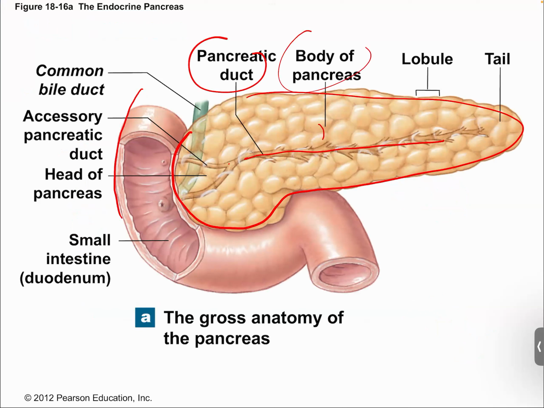So most of these cells are going to be dumping enzymes and buffers into the pancreatic duct. That's the acinar cell. And then the islets of Langerhans, or the pancreatic islets, will be making their secretions, insulin and glucagon, and dumping those in the bloodstream. Because remember, they're endocrine. And if you're endocrine, you're dumping into the bloodstream. If you're exocrine, you're dumping it into a duct, right? So that's basically your pancreas.